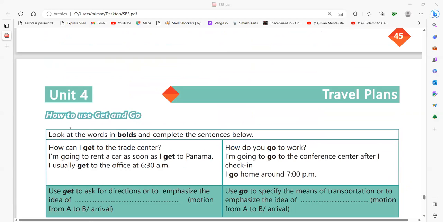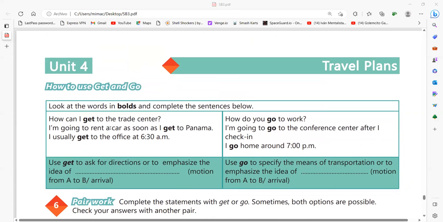If you remember class, you were telling me how to use get and go. Okay, and here we go. We use get to ask for directions or to emphasize the idea of motion from A to B. And we use go to specify the means of transportation or to emphasize the idea of arrival, yeah?